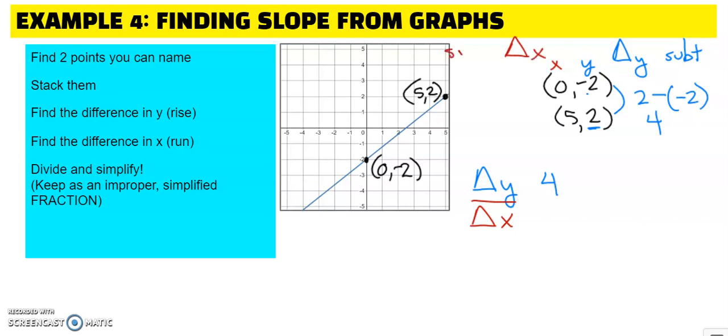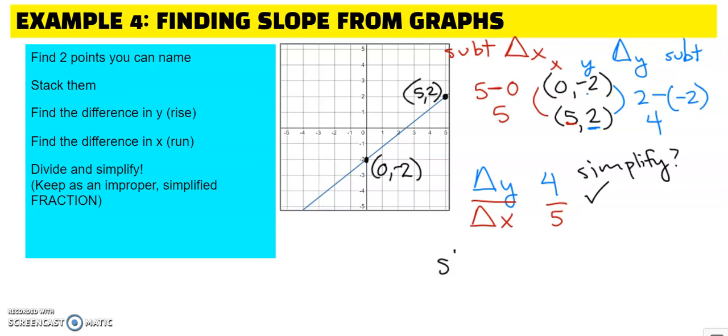Change in x. So let's subtract our x values. Bottom 5 minus the top is 0. 5 minus 0 is 5. So I have 4 over 5. I have to ask myself, can I simplify that? 4 and 5, the only thing they have in common is 1. So this is already simplified. So my slope is 4/5.